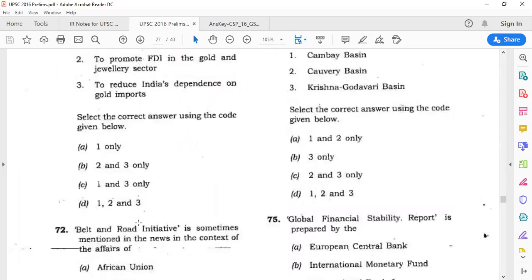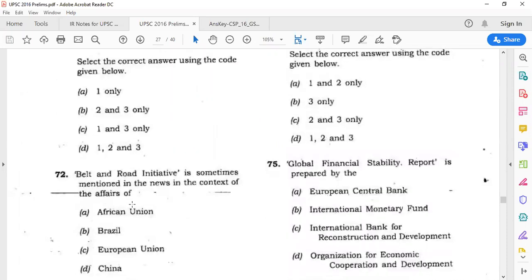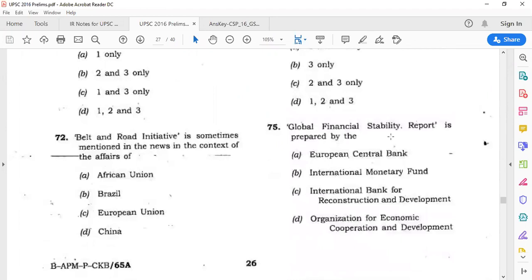These are easy questions, like Belt and Road Initiative is associated with what? Global Financial Stability Report: remember one thing regarding it. It's a semi-annual report which is published twice, once in April and another in October, and it is published by the IMF. They can sometimes ask whether it is biennial, triennial, or something like that. It's a semi-annual report. My handwriting is awesome. Sometimes I am not able to understand what I've written.